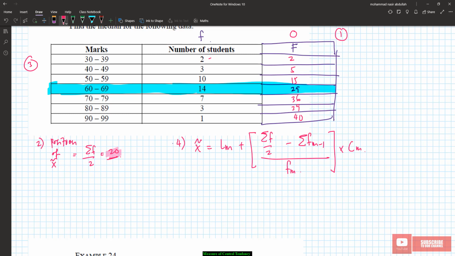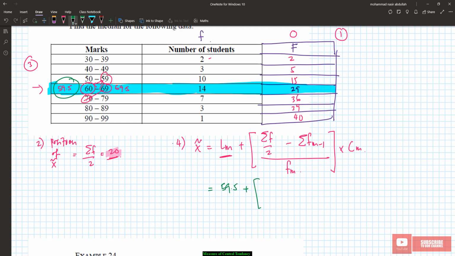Right? So this is the lower class boundary of the median class. We know that this is the median class. From here, this is not a class boundary, because this is not equal. So 59 plus 60 divided by 2 should be 59.5. 69 plus 70 divided by 2 should be 69.5. So the lower class boundary is 59.5. You just plug in the value 59.5, right?